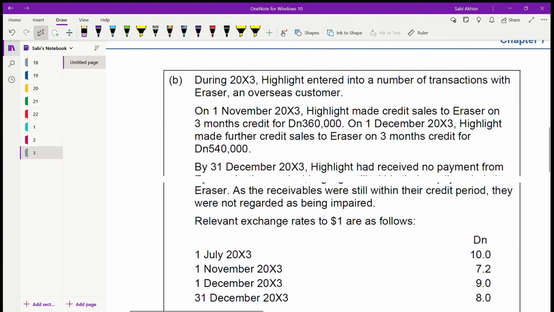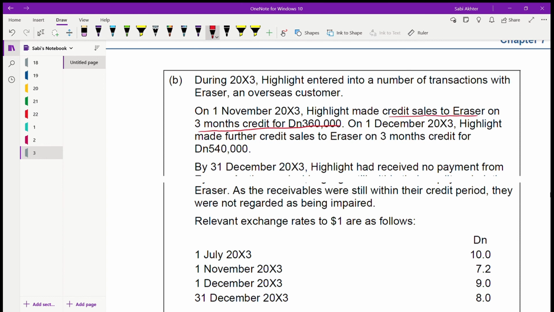Highlight entered into a number of transactions with Eraser. Highlight also I have, Eraser also I have. So Eraser was his customer. On 1st of November 2003, Highlight made a credit sale to Eraser on 3 months credit. Okay, this is a 3 months credit.